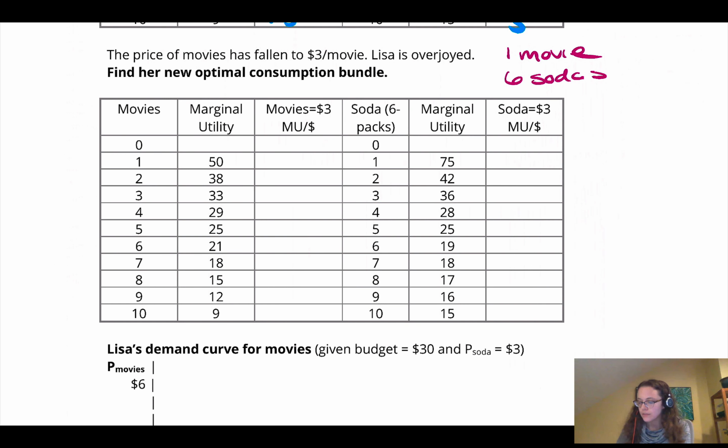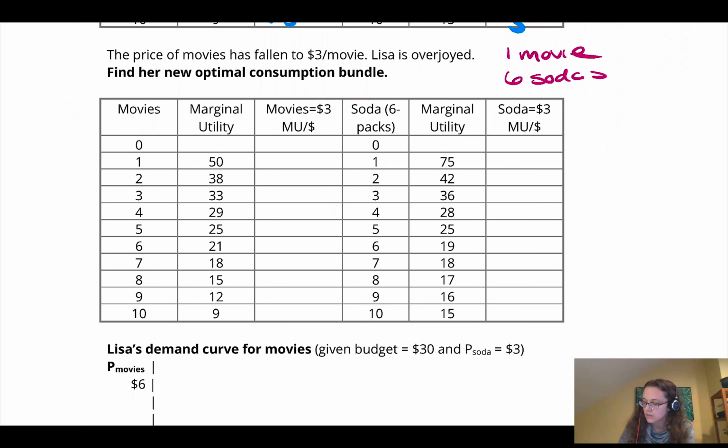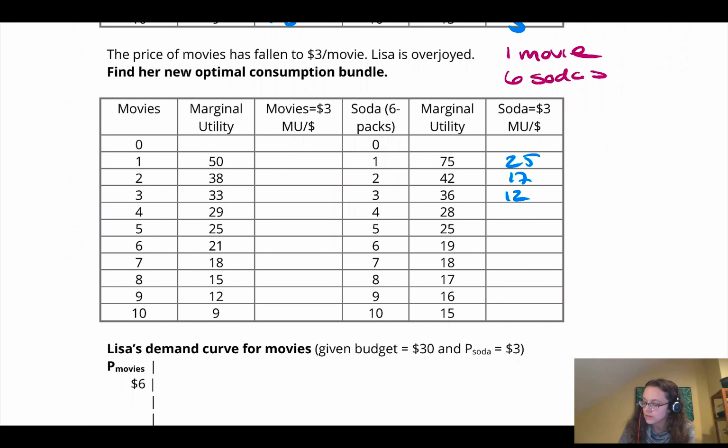Now let's suppose that the price of movies has fallen to $3 a movie. So in this case, Lisa is extremely happy because now she gets to buy more stuff. Her soda situation has not changed at all, right? So we're going to just copy down these numbers. So in this case, we're going to have 25, 17, 12, 9.33, 8.33, 6.33, 5.67, 5.33, and 5. Nothing's changed there. And now her marginal utility per dollar for movies has effectively doubled.